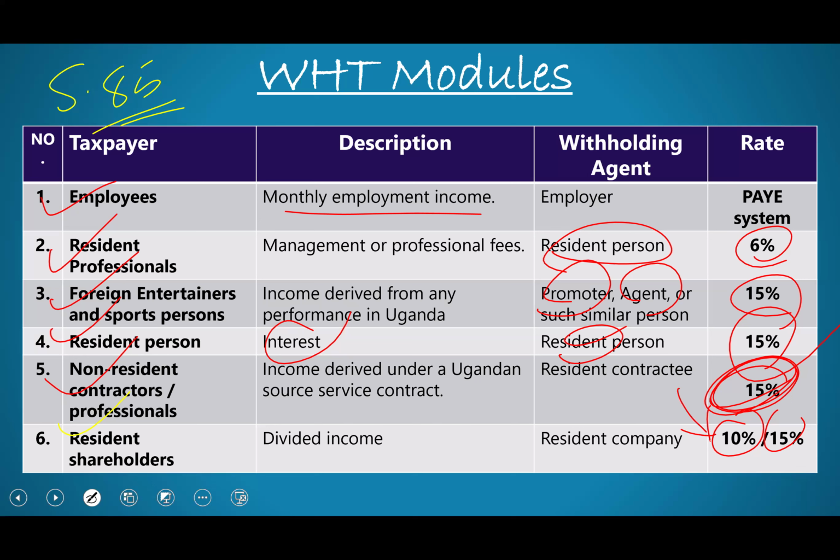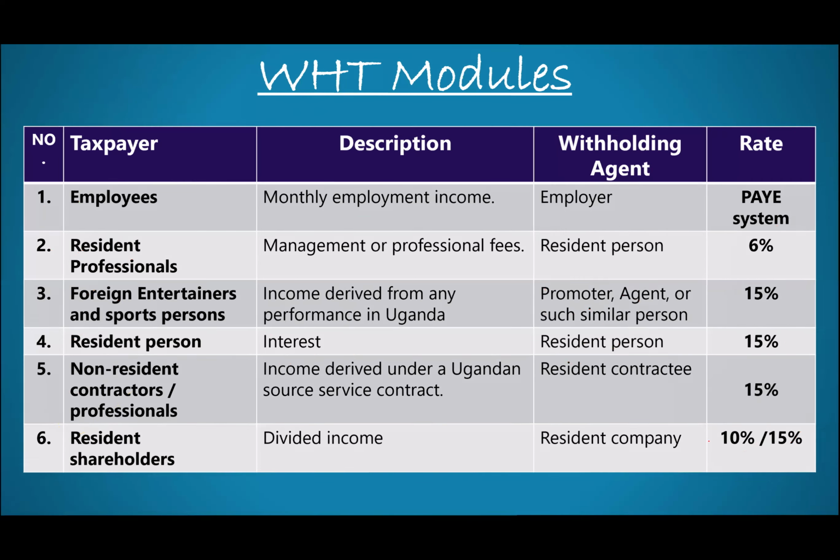So the likes of MTN, Airtel, Uganda Clays, BAT, those which are listed on the Uganda Securities Exchange, the shareholders, as they are receiving their money, the resident company like Vision Group, which is paying its shareholders, deducts from each of those payments 10%, and that money goes to URA.